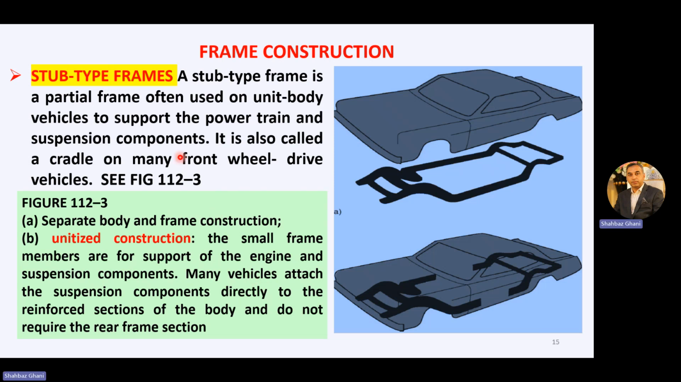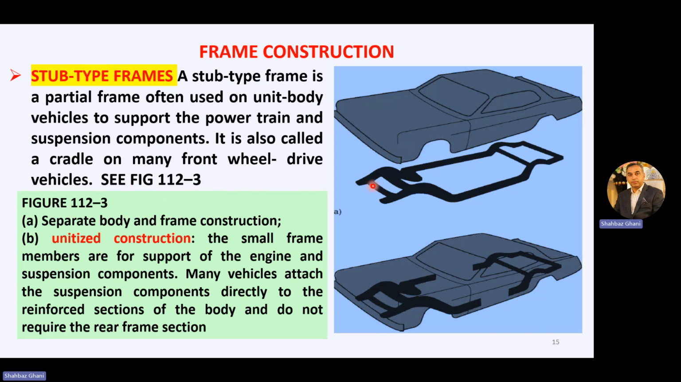Fourth is the subtype frame. A subtype frame is a partial frame often used on a unit body vehicle to support the powertrain and suspension components. It is also called a cradle on many front wheel drive vehicles.